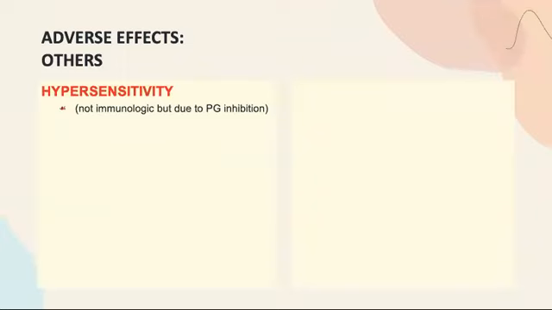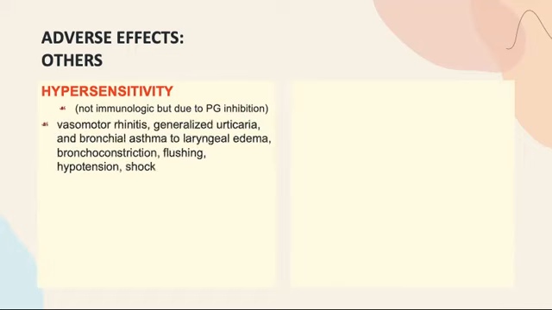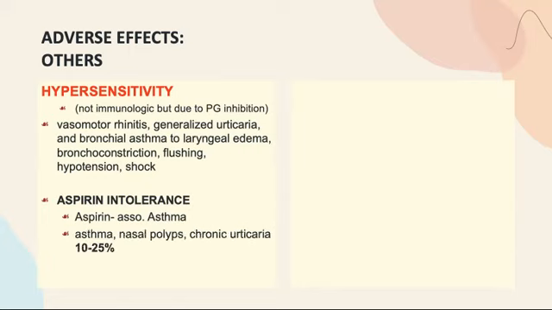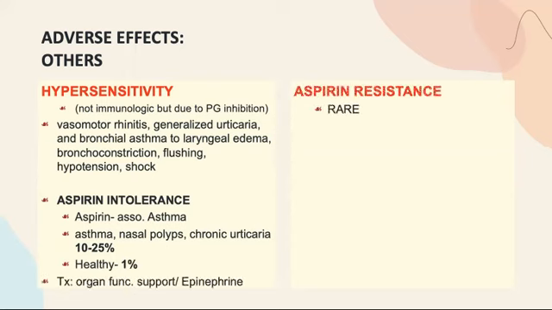Hypersensitivity symptoms to aspirin and NSAIDs range from vasomotor rhinitis to shock. Aspirin intolerance, including aspirin-associated asthma, is a contraindication to therapy with any other NSAID because of cross-sensitivity. Although less common in children, this cross-sensitivity may occur in 10 to 25% of patients with asthma, nasal polyps, or chronic urticaria, and in 1% of apparently healthy individuals. Treatment of aspirin hypersensitivity is similar to that of other severe hypersensitivity reactions, with support of vital organ function and administration of epinephrine.